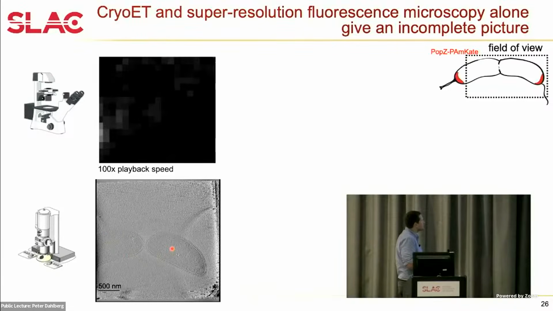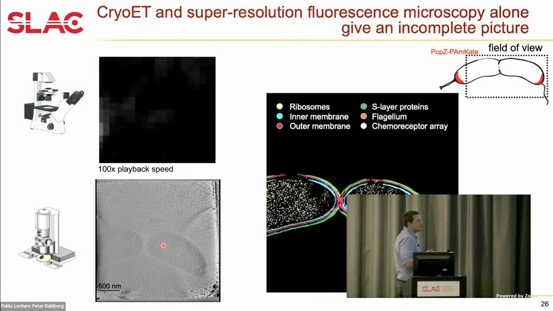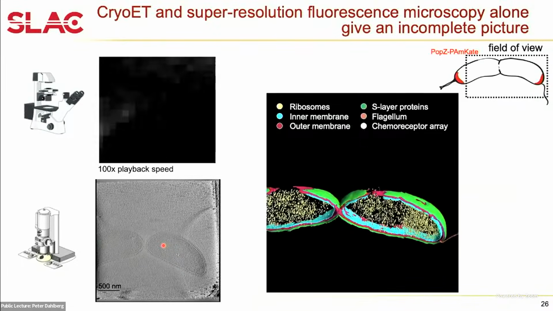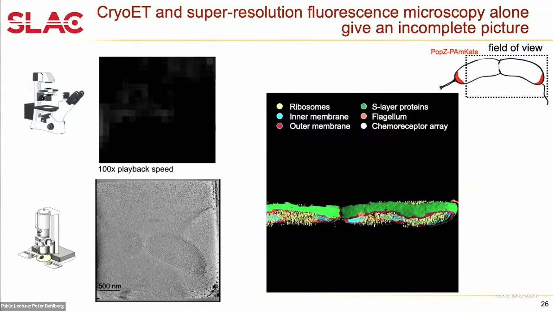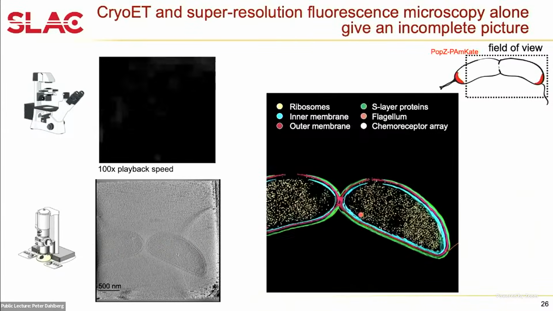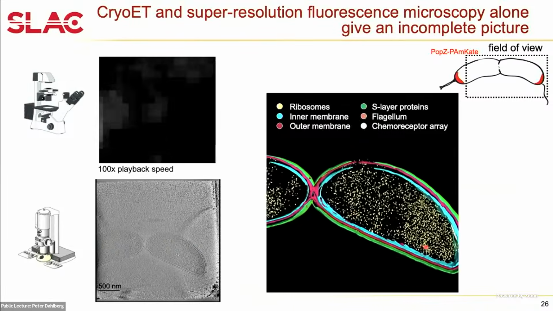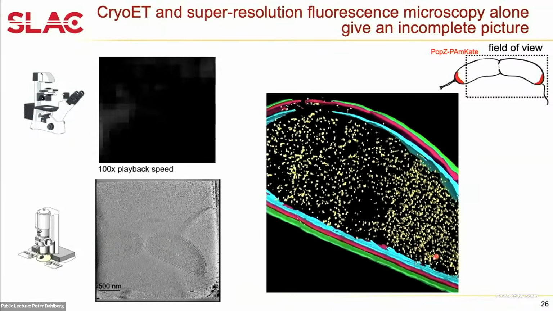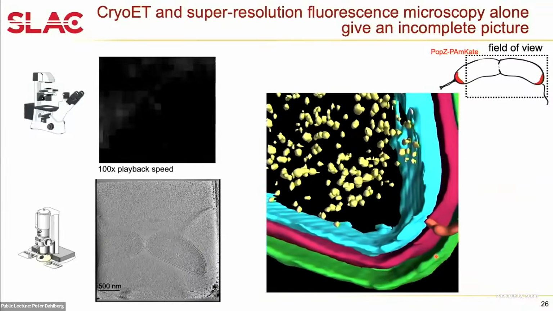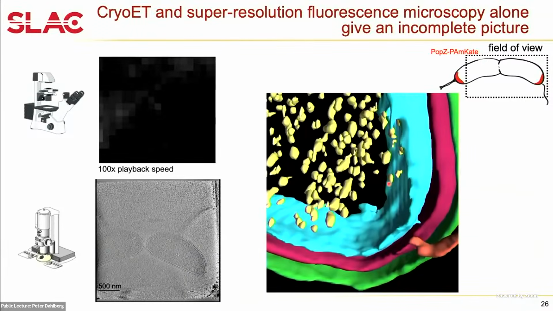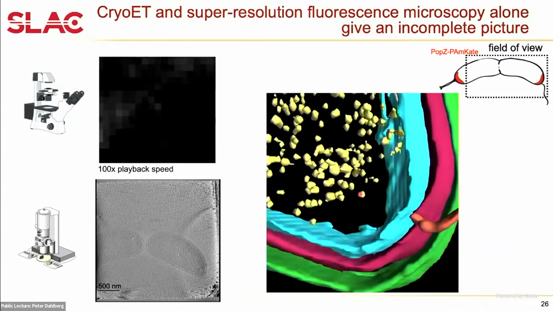Here's a single slice from the reconstruction of this bacterium. We can do that same process of coloring in all the different features that we can identify. Again, that includes things like ribosomes shown in yellow. We have our inner and outer membrane. We have a surface layer of proteins. But as this video progresses and we zoom in to the ends of this bacterium, we again just see this void where there's really nothing that we can identify from tomography alone. We actually just see this abrupt end to the ribosomes here.